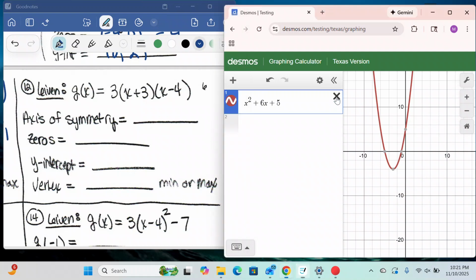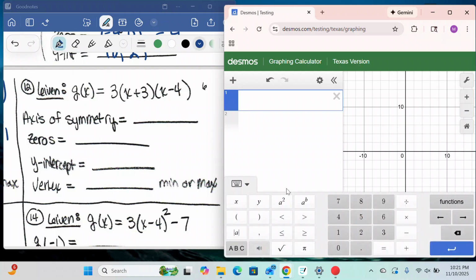So I'm going to start working it, and remember that g of x is the same thing as writing y. So if your heart feels like, I want to write in y, you can go ahead and write in y. Don't push this button and don't push g of x. All you have to do is input this equation right here. So I'm going to input it: 3, open parentheses, x plus 3, close parentheses, open parentheses, x minus 4, close parentheses, and I have my equation right there.